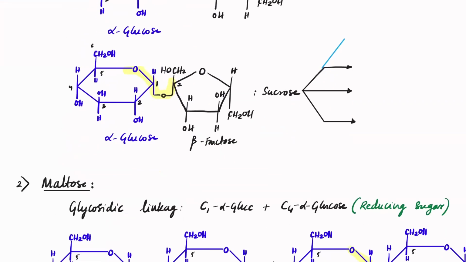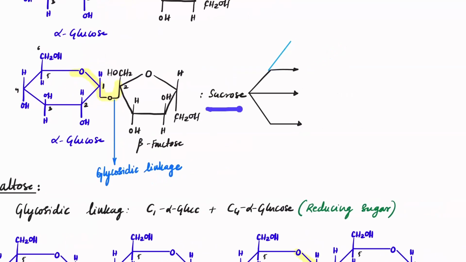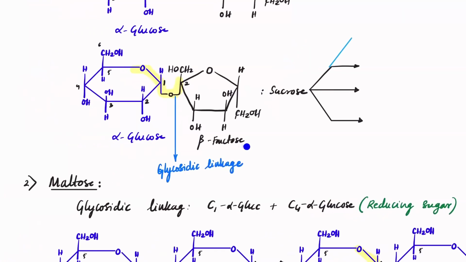Now this connection, the yellow form which I have written here, is what we call the glycosidic linkage. So the structure I made right now, where alpha and beta together make a glycosidic linkage, forms sucrose. Okay, so that forms sucrose. Clear, everybody?